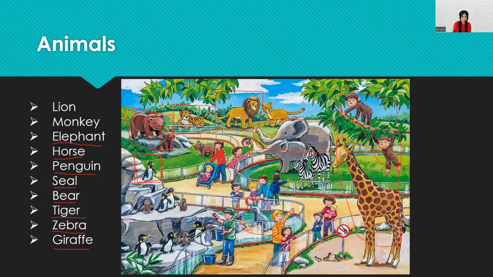Farm animals, for example cow, sheep, goat, or something like that. So I hope that you will understand we can classify 3 different kinds of animals. The first one is wild animals. The second one is pets. And the third one is farm animals.